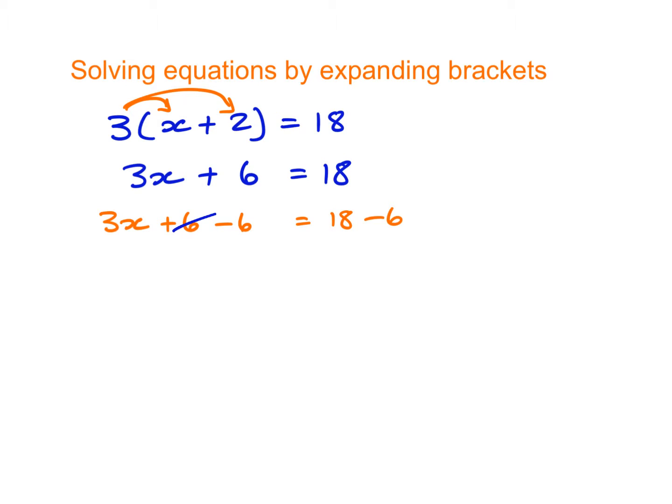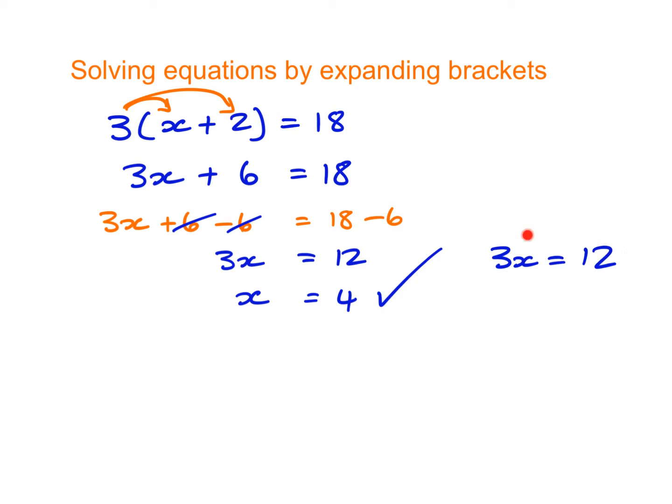I can then cancel those two over there because those will be 0, so this will be 3x is equal to 12. I can now solve by inspection because I know that 3x is the same as 3 times x, and 3 times something must give me 12, so 3 times 4 is 12, therefore x must equal 4.